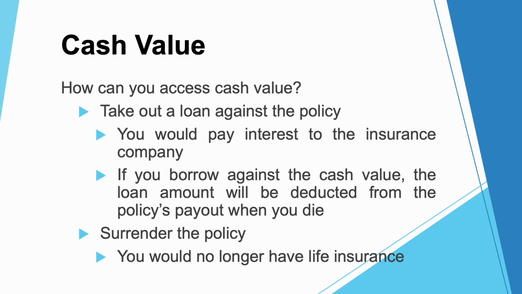How can you access the cash value? One way is to take out a loan against the policy, in which case you would be paying interest to the insurance company. And if you borrow against the cash value, the loan amount will be deducted from the policy's payout when you die. Another option is to surrender the policy, in which case you would no longer even have life insurance, defeating the whole purpose of life insurance.